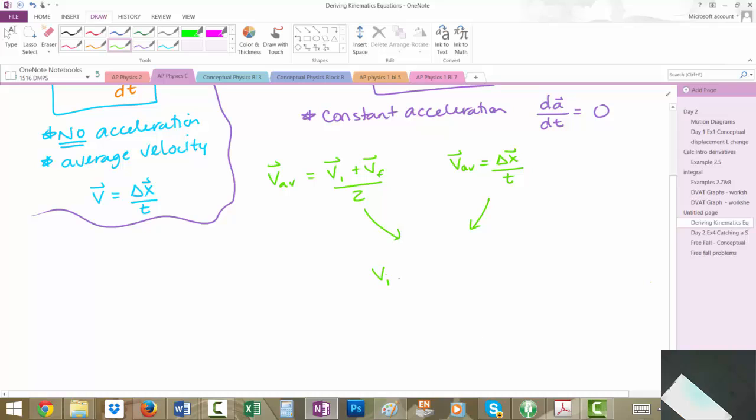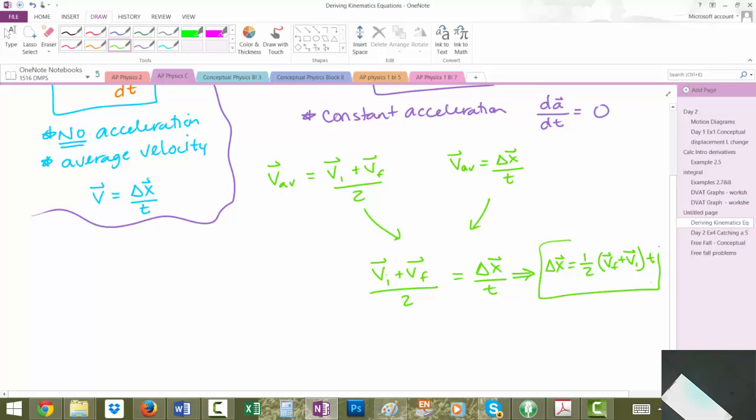So we have V initial plus V final divided by 2 is equal to displacement divided by time. And now I am successful. I mean, that is success, right? We've got 4 variables: VI, VF, displacement or delta X, and T. We're going to rewrite it just because usually we don't see it that way. One way we see it is delta X is equal to 1/2 times VF plus VI, times time. That is the second of the kinematics equations.